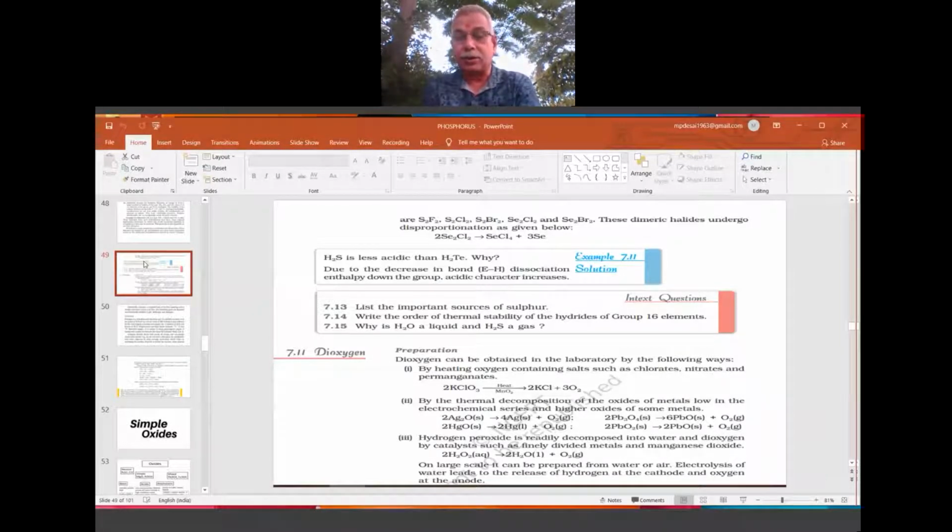The second method is the thermal decomposition of the least reactive metallic oxides. Recall the metallurgy chapter from 10th class. We made three categories of metals: most reactive, moderately reactive, and least reactive. When the metals are least reactive, they form weak bonding. When moderately reactive, the bond is a little stronger, because reactivity matters. And when you go to the most reactive metals, they form strong bonds. So it depends upon the nature of the bond.